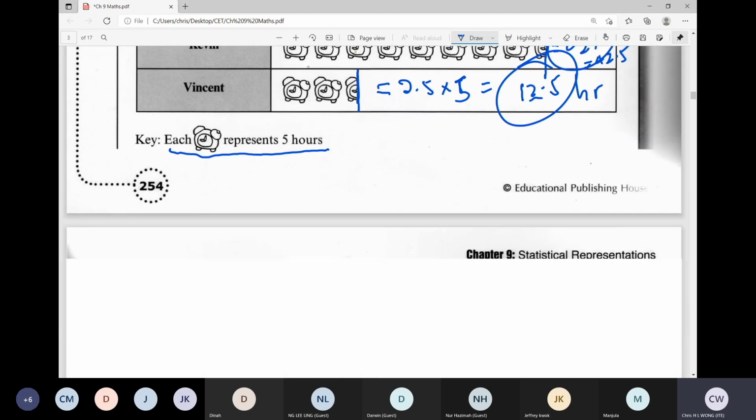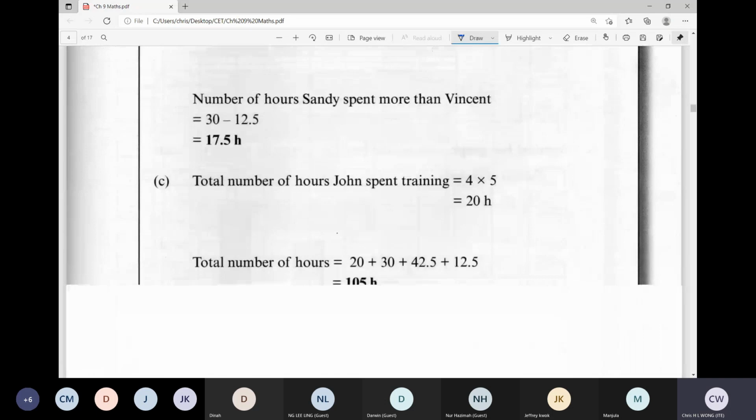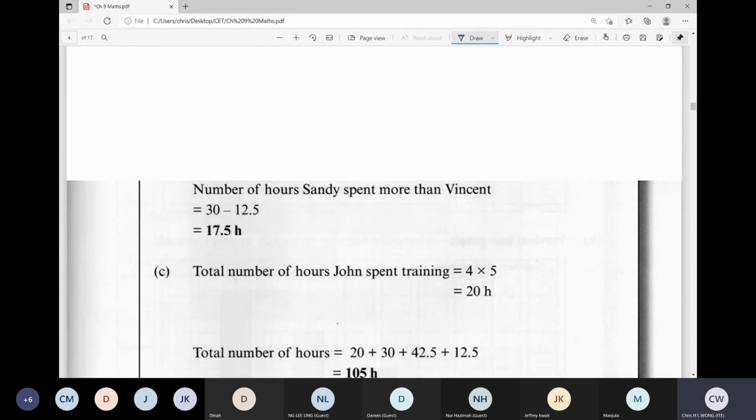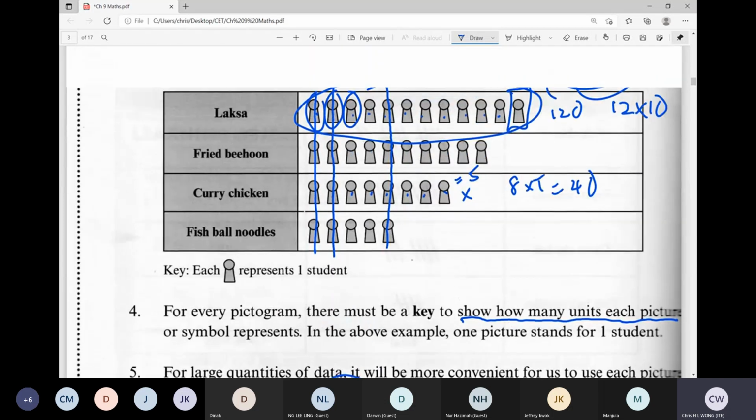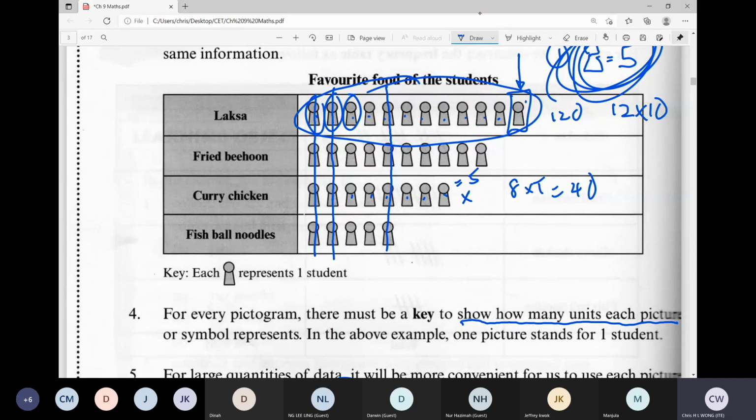Okay, so this is a pictogram. You notice a pictogram is very easy to understand, isn't it? But the only thing about a pictogram is you must know how many they represent. I think in the exam they like to give you a pictogram.